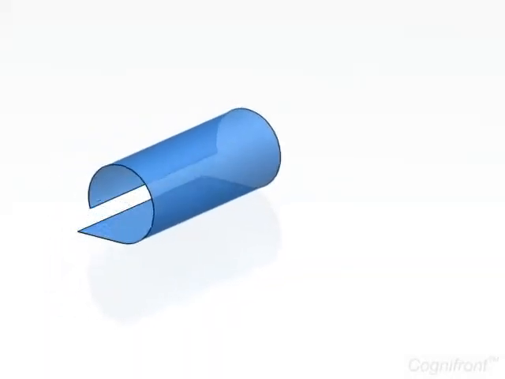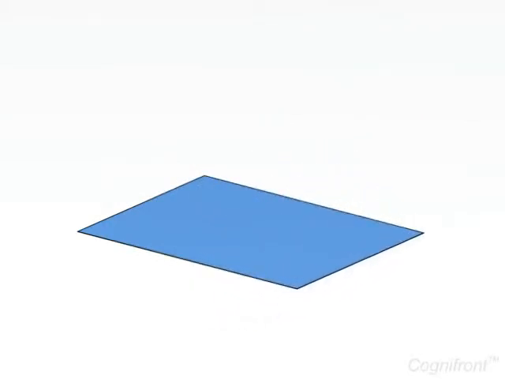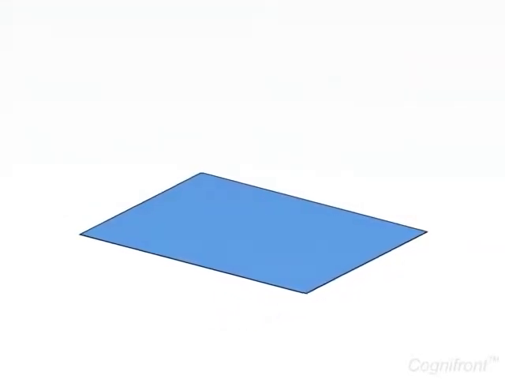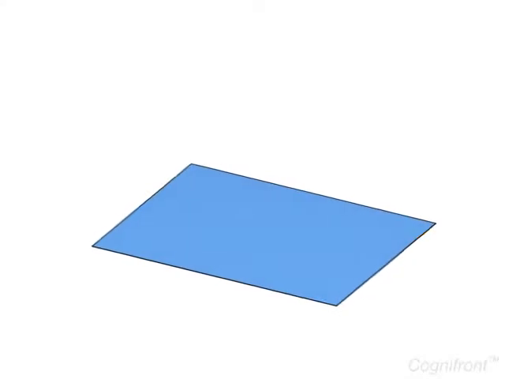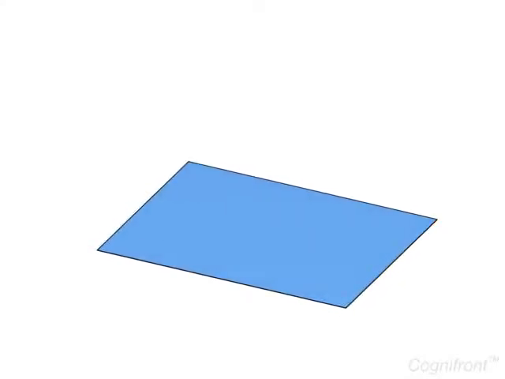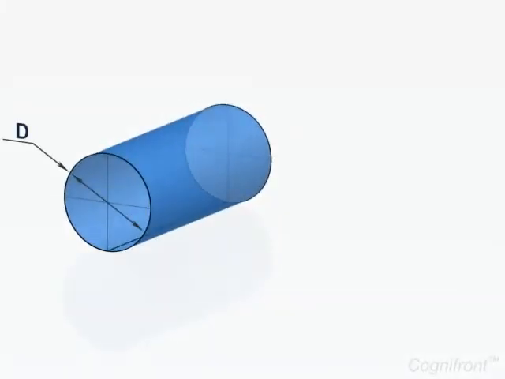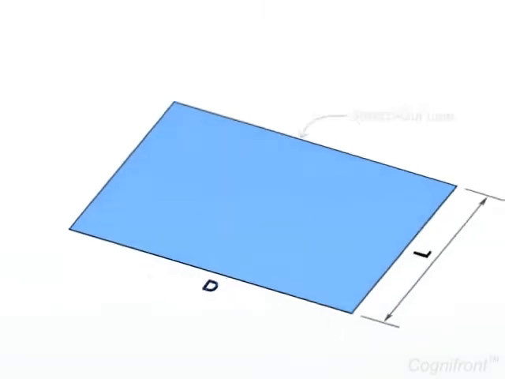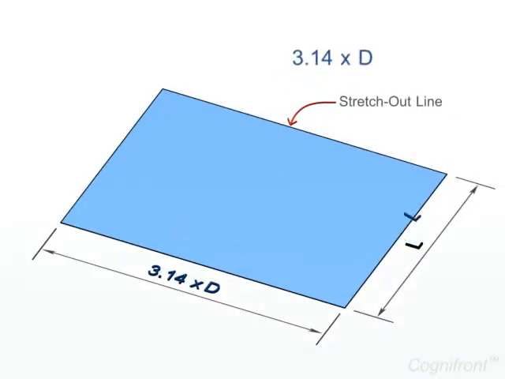The development of a cylinder is the area covered by rolling out the cylinder on its curved surface over a plane surface. So, if the diameter of the cylinder is d and its axis length is L, then its development is the area of a rectangle of size 3.14 into d into L.